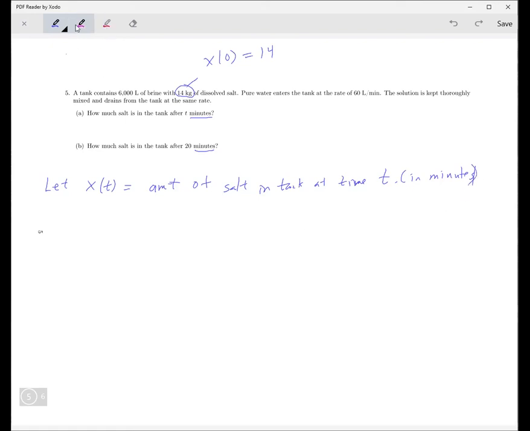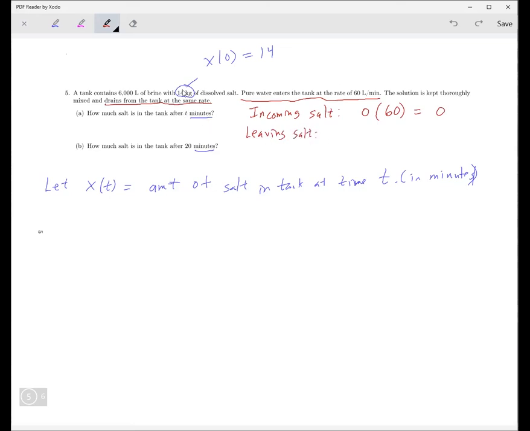Okay, now let's look and see what's going on. So pure water enters the tank at the rate of 60 liters per minute. The solution is kept thoroughly mixed and drains from the tank at the same rate. So incoming, the amount of salt that's coming in is, okay, pure water is coming in, so there's no salt in that. And then you have leaving salt that's just leaving the tank, being drained out.